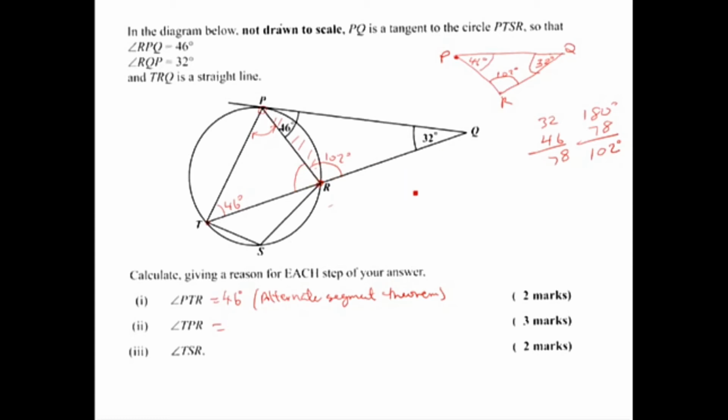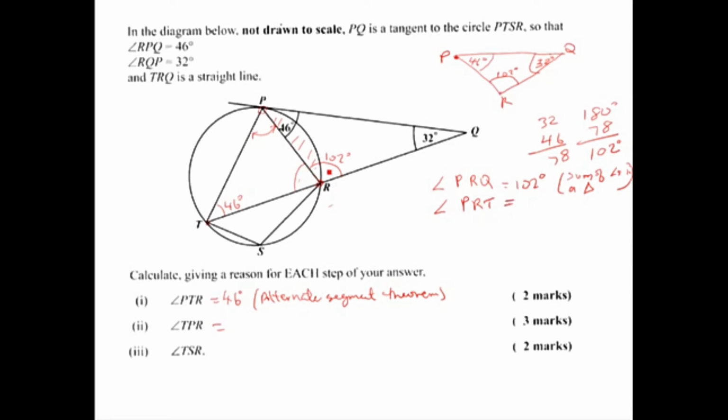So what I will say in my solution sheet is angle PRQ, from P to R to Q, is equal to 102 degrees. And my reason is sum of angles in a triangle. Of course, you're going to write it out in your exam a little bit better. So now that I found this angle 102, I can find angle PRT.